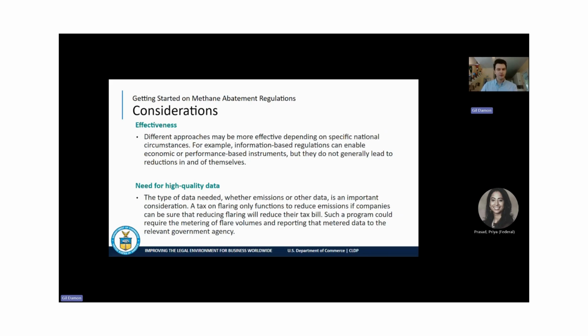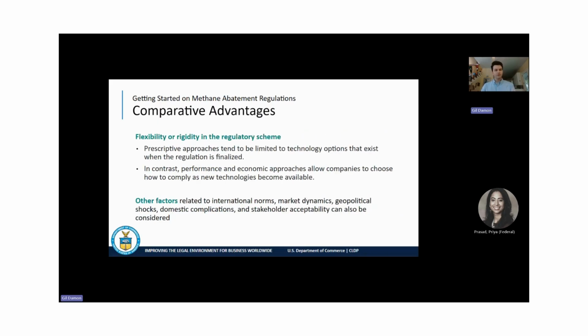And then just one note here, there is a need for high quality data, and that's always going to be an important consideration. In a lot of cases, a performance regulation is only going to be as good as the data that supports it. So prescriptive approaches, again, tend to be fairly rigid. They can be limited to certain technology options that exist at a certain time. Often performance regulations are able to account for the progression of technology in ways that prescriptive cannot. One thing to think about too is that there are risk factors related to norms, dynamics, geopolitical shocks, all sorts of other things that need to be taken into account here as well.